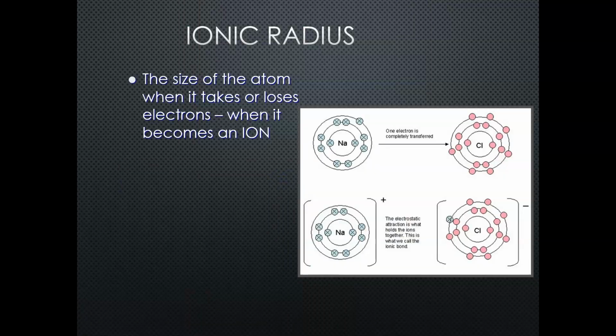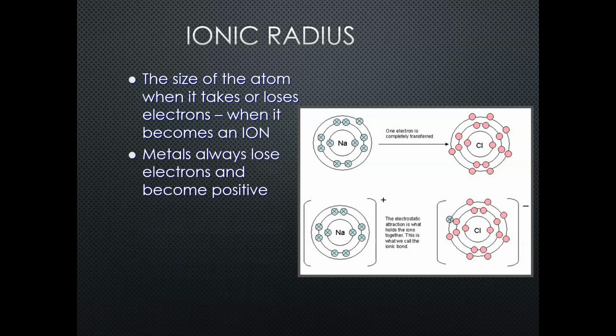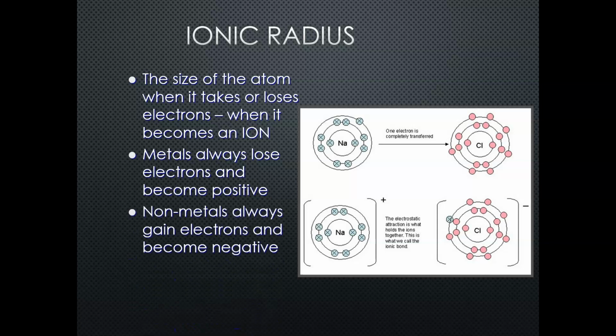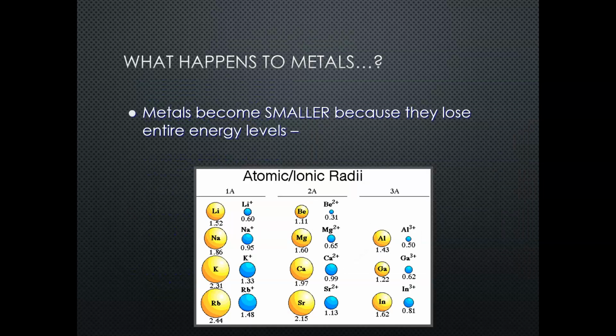So when an atom takes or loses an electron, it becomes an ion. That means that the size may change. Metals are always losing electrons and becoming positive. Non-metals are gaining electrons and becoming negative. As we become positive, as we look at the metals, they're going to become smaller. You're losing entire energy levels, so you're going to become smaller.